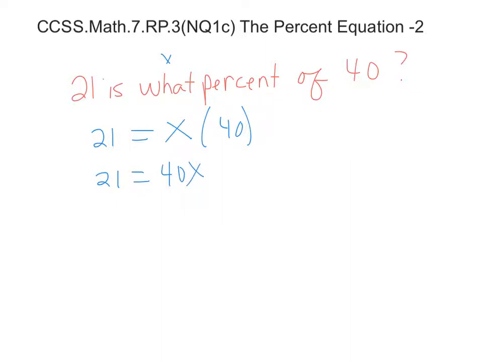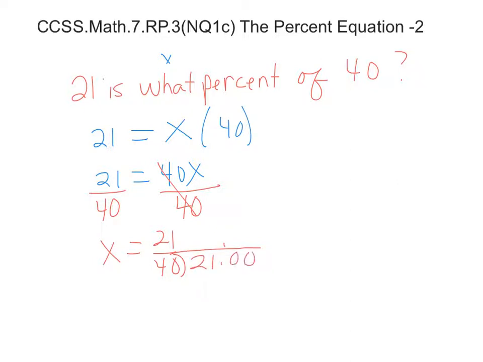So we're working on the x side here because we don't know what x is. So x is being multiplied by 40. So we're going to divide by 40 on both sides. And you're going to be left with x equals 21 over 40. Let's solve that a little bit more. So put it into a decimal because we're looking at a percent. So stop, drop, divide. Add some zeros in here.